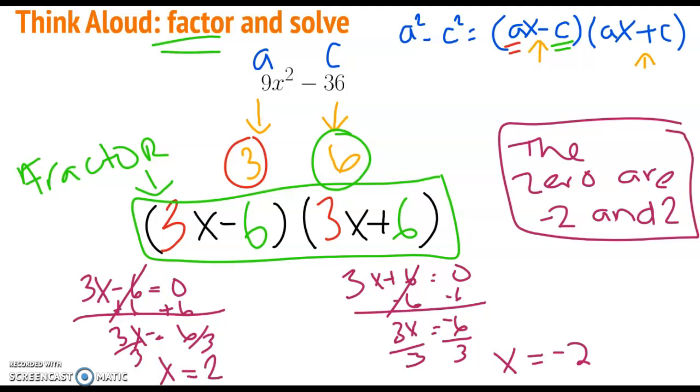So we factored and we solved, and this is just one day that we did. It's called differences of squares. It only works, once again, if I have an a value and a c value, and both terms are perfect squares.